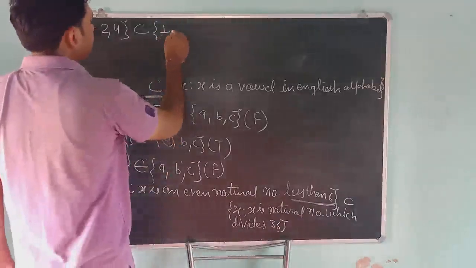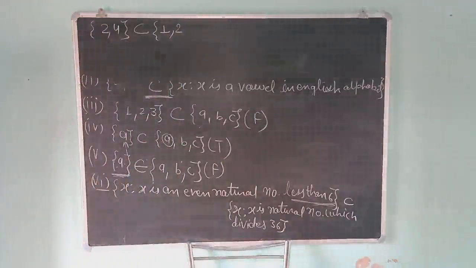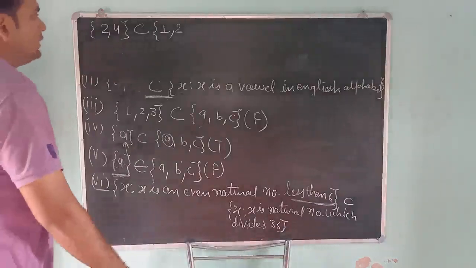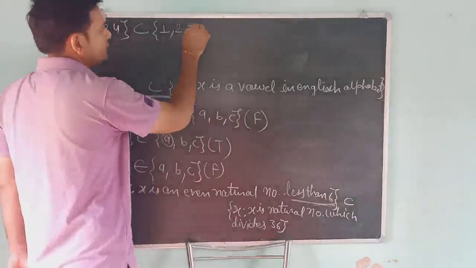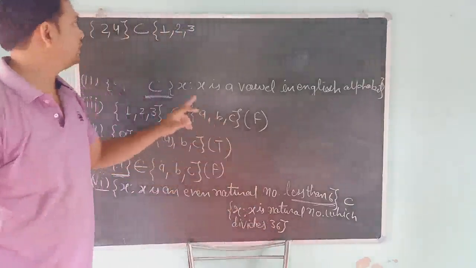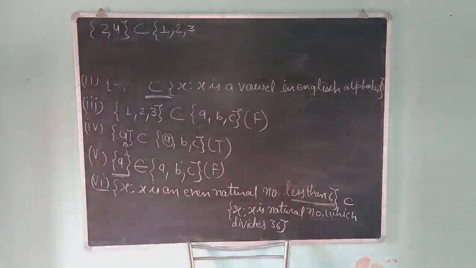After taking 1, I will take 2. Students, you know that 36 is also divisible by 2, and 2 is also a natural number. So I would like to take 2. Okay, the next number is 3. Students, 36 is also divisible by 3, so I would like to take 3 also.